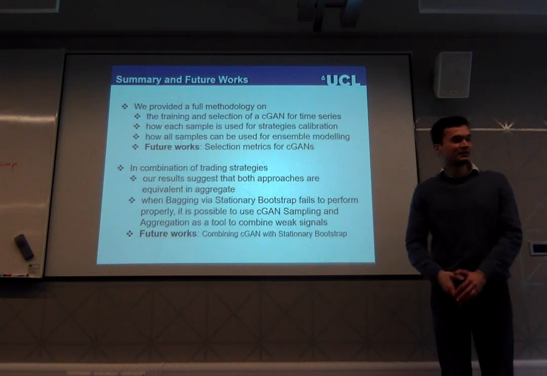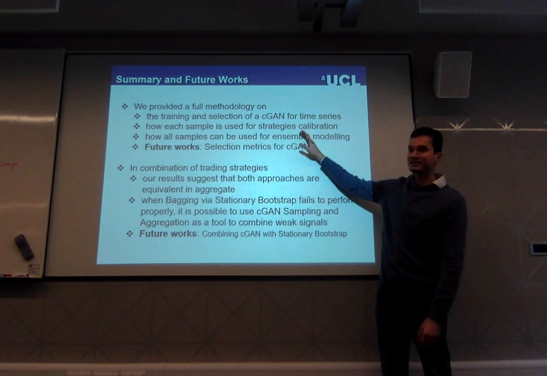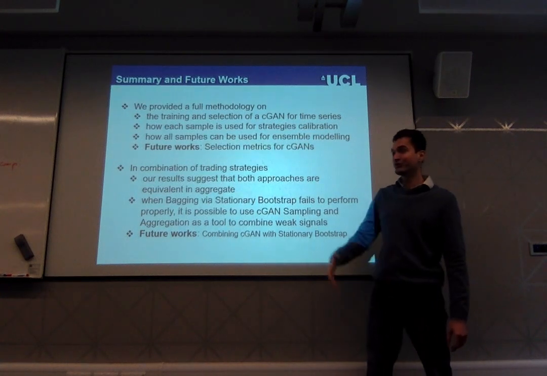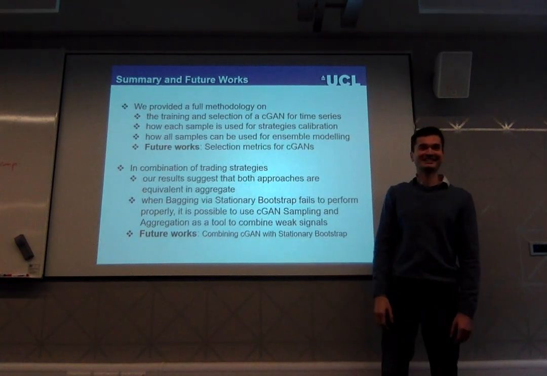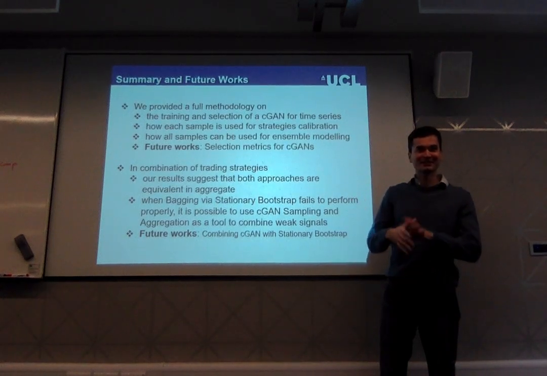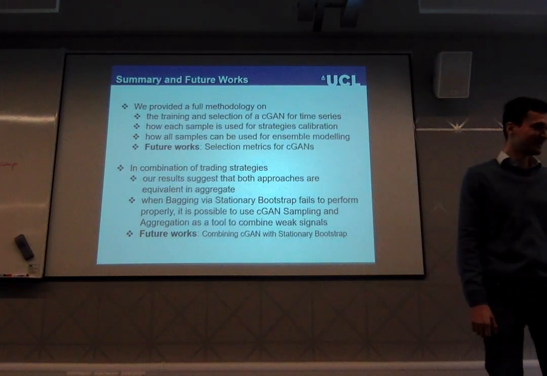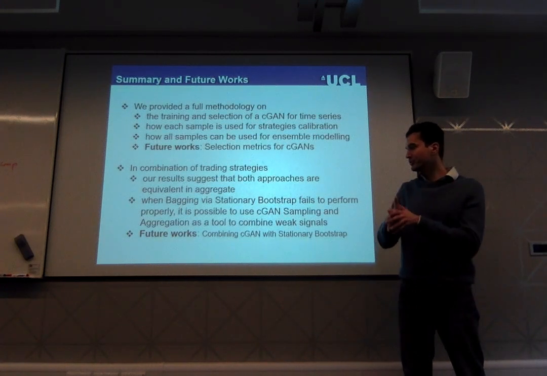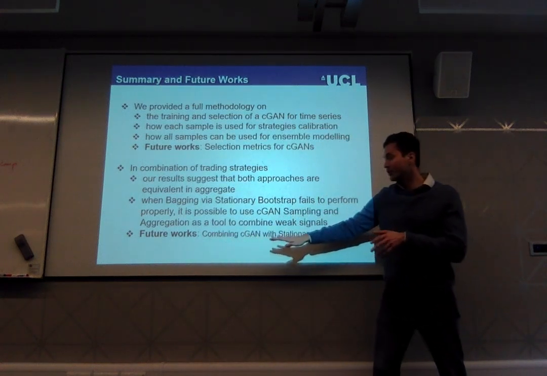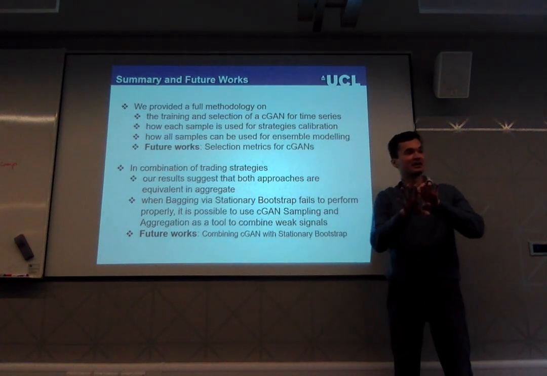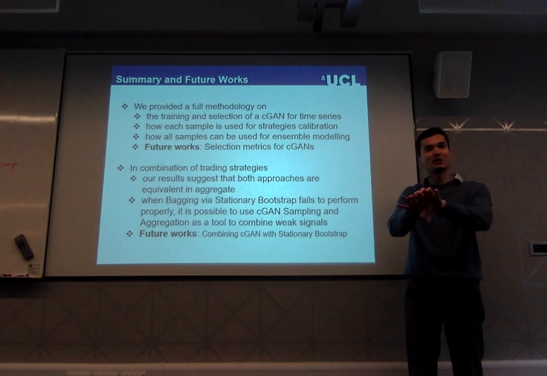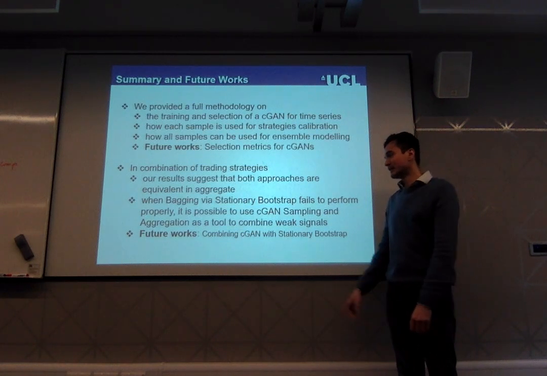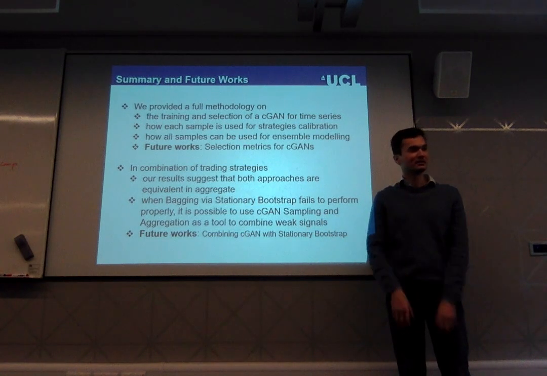So, summary: full methodology on training selection of cGANs, how it's used for strategy calibration, ensemble modeling. Future work: selection metrics for cGANs. Let's use advanced selection metrics and let's use recurrent neural nets. That's the takeaway. In the combination of training strategies, which was the result I showed you, good future work would be to combine both strategies. Since they are lowly correlated, if you combine both, a bit of samples from one, a bit of samples from the other one, they outperform. And I did some analysis on that, and I can see some interesting results.